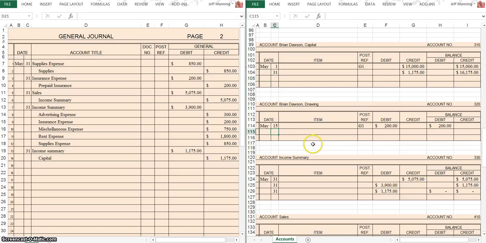Very last thing, I'm going to close my drawing account. Currently the balance is a $200 debit. I'm going to make it a $200 credit. And that also gets moved to my capital account as a $200 debit because I have to have an opposite transaction. Leaving me with $15,975. Very last thing, I need to record that over here in my general journal. So Brian Dawson Capital, $200. Brian Dawson Drawing, $200. And you're done. Congratulations.